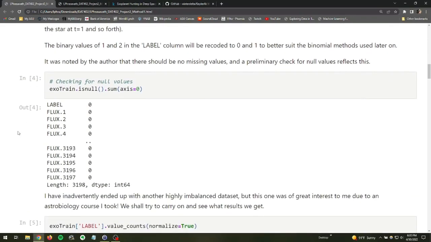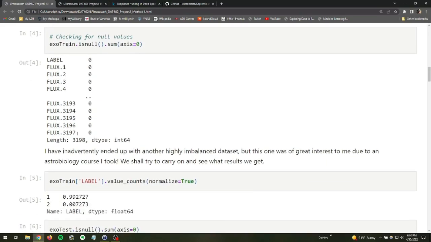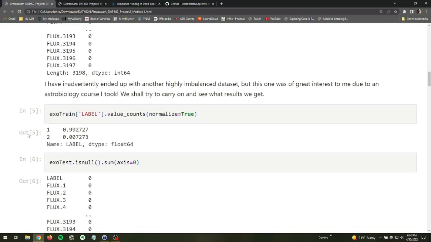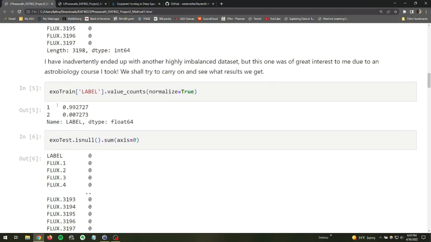I also checked for null values, and the author did note in Kaggle that there should not be any null values, and checking here, we can see that that seems to be true, which is great. I checked the proportions of data that had exoplanets versus those that did not, and we can see that this is a pretty imbalanced data set.